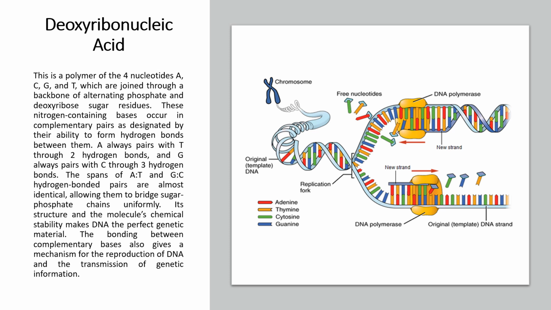The spans of A, T, and G, C hydrogen bonded pairs are almost identical, allowing them to bridge sugar phosphate chains uniformly. Its structure and the molecule's chemical stability makes DNA the perfect genetic material. The bonding between complementary bases also gives a mechanism for the reproduction of DNA and the transmission of genetic information.